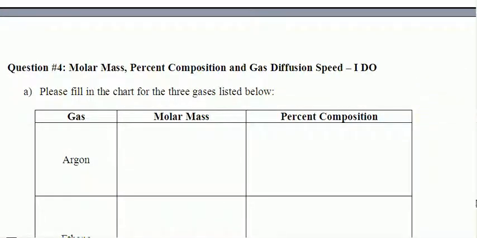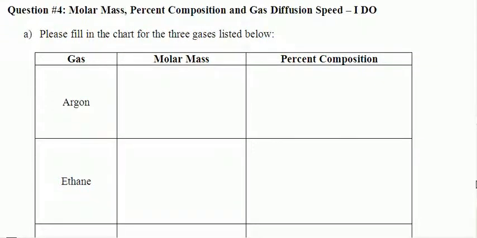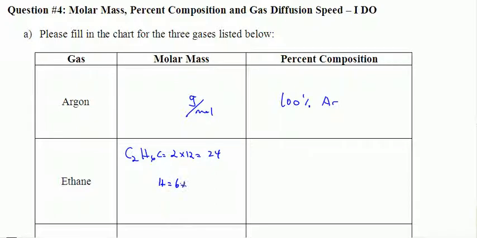Alright, question number 4. Let's get the molar mass, percent composition, and gas diffusion speed. Okay, please list these 3 here. So, argon. I'm not sure the molar mass of argon. Grams per mole. It's going to be 100% argon. I'll get back to argon in a second. Ethane is C2H6. So let's list this out. Carbon. We have 2 carbons multiplied by 12, which is going to be equal to 24. For hydrogen, we have 6 times 1, which is going to be equal to 6. So the molar mass of ethane is 30 grams per mole.